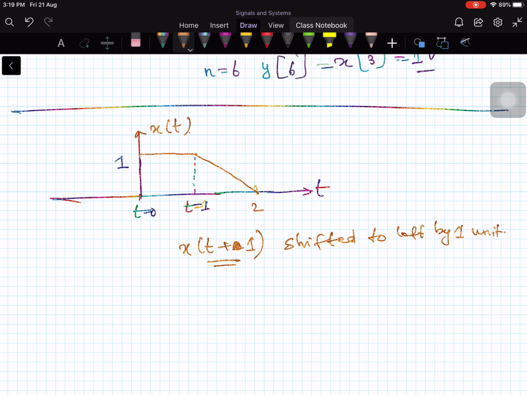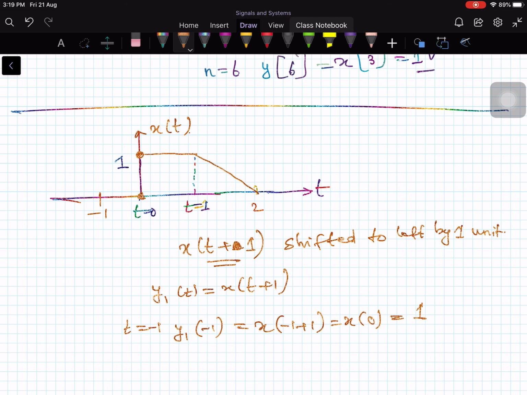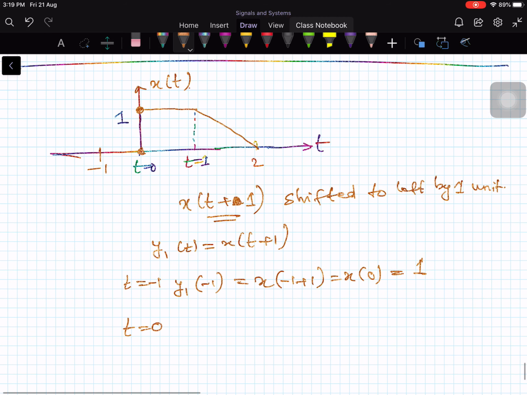Let us say y1 of t is equal to x of t plus 1. Okay, so substitute t equal to 0, substitute some discrete values. Let us say t equal to minus 1, y1 of minus 1 is equal to x of minus 1 plus 1, this is x of 0. At x of 0, what is the value? 1. So when I say t equals 0, then y of 0 is equal to x of 0 plus 1, x of 1. What is x of 1? When t equal to 1, again the value is 1.